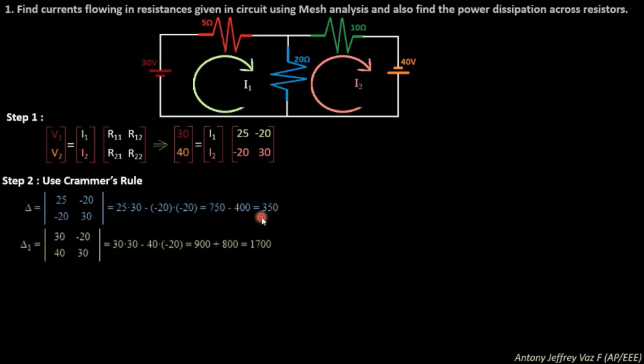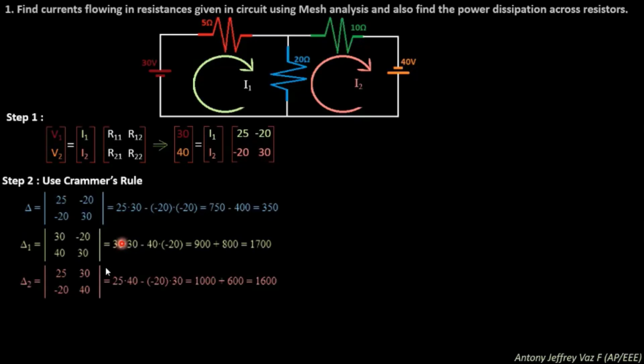Next, we are going to find delta 1. How will you find delta 1? Remove the first column, 25 and minus 20, and use 30 and 40 in its place. In the place of 25 you put 30, and in the place of minus 20 you put 40. Then keep minus 20 and 30 as they are and find the determinant value. Next, for delta 2, remove the two values minus 20 and 30, and substitute 30 for minus 20 and 40 for plus 30.